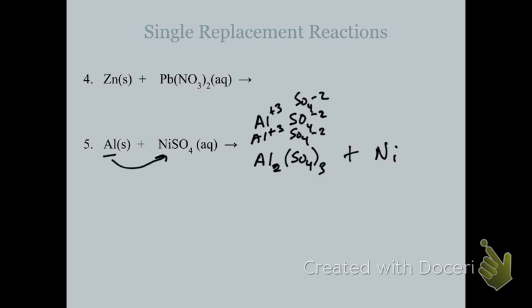Now we have to balance this. So if you balance it correctly, this should be 2, this should be 3, this should be 3. Okay? So the key is when you recombine them, you have to follow the rules of the ionic compound where it has to be neutral. Okay?